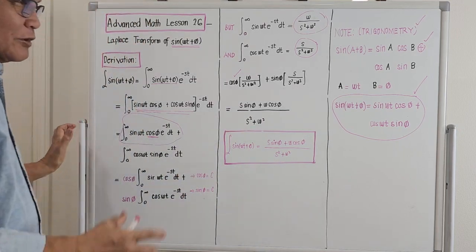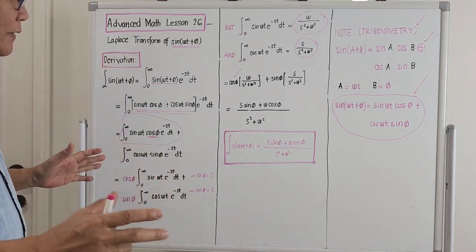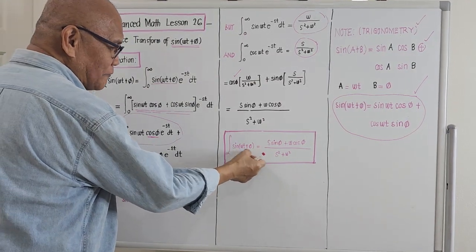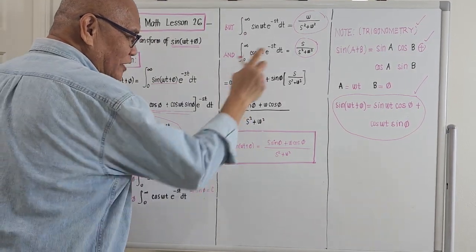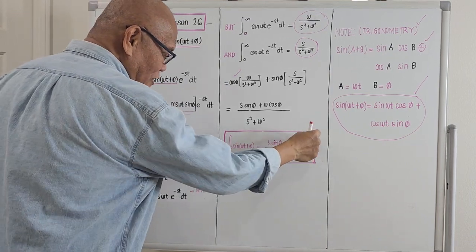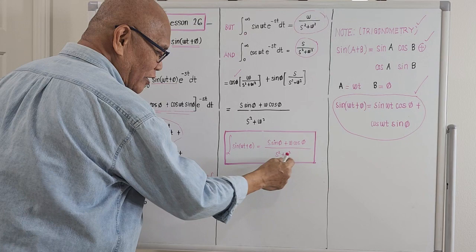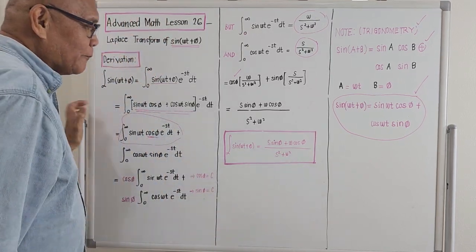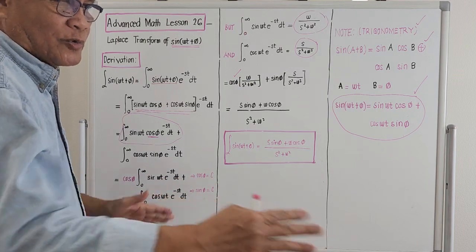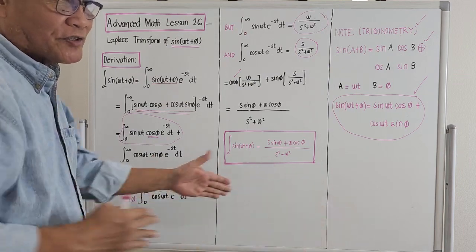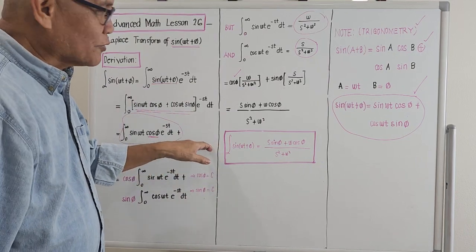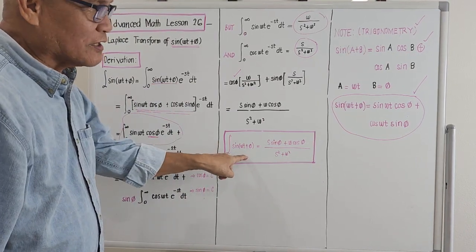Okay? So the final formula on how to take the Laplace transform of sine of omega t plus angle P should be equal to s sine of angle P plus omega cosine of angle P all over s squared plus omega squared. Memorize this by heart, because when we go with the solution of alternating current circuit, it's a must that we should know the Laplace transform of sine of omega t plus angle P.